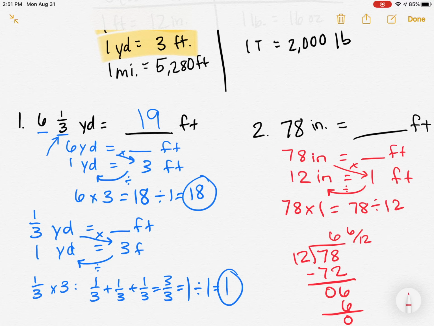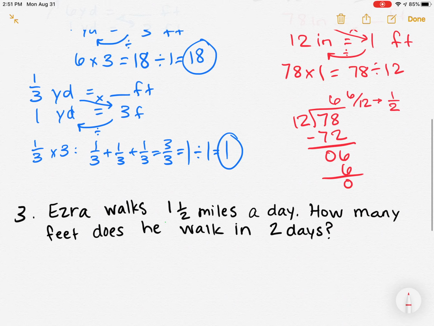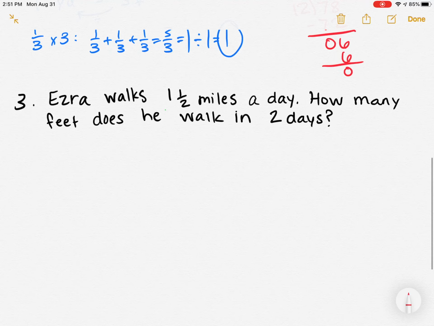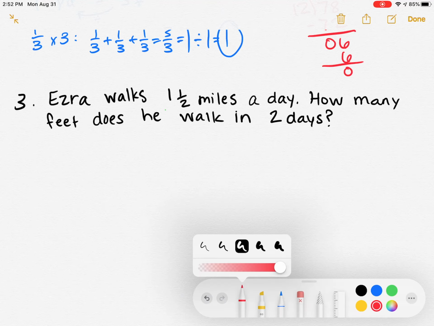However, I would like to simplify 6/12. I know that 6 is half of 12, so you can also write this as a half. My answer is 6 and 1/2. You can also write this as 6.5. I will accept both. Number 3, this is a word problem, and it says, Ezra walks 1.5 miles a day. How many feet does he walk in 2 days?